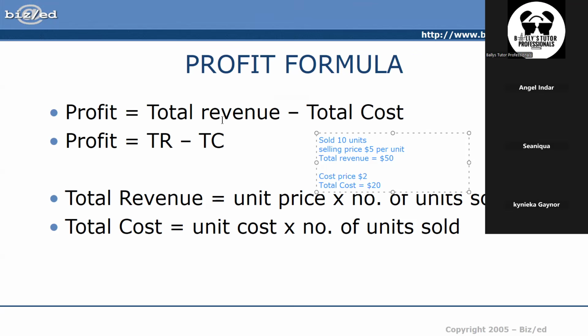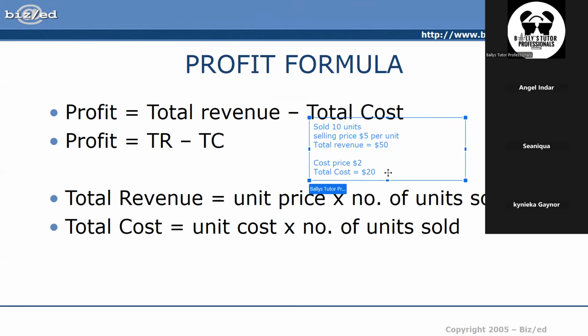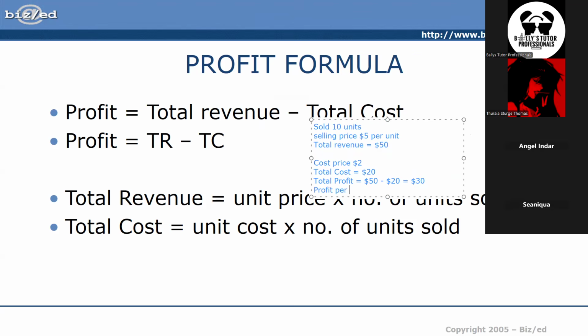And then what would be my total profit? $30. Right. $50 minus $20, $30. And what would be my profit per unit? If it's $5 per unit and the cost price is $2 per unit, what's my profit per unit? $3. Everybody understands that so far, right? Yes. Right. Don't forget that.